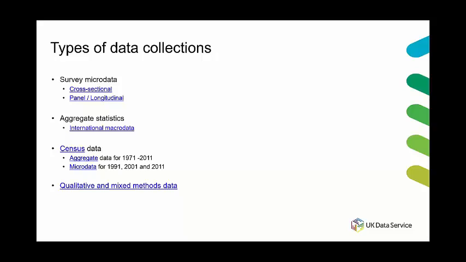What kind of data do we hold? Well, this session is specifically about qualitative and mixed, but just so you know, the majority of the data, at least judging by the number of collections, is quantitative data. So we hold well over 6,000 collections, of which 5,000 of them are quantitative collections. And we hold a wide variety of that data. So we've got survey data, both cross-sectional and longitudinal. We have aggregate statistics, domestic and international macro data, census data, so it's aggregate from 71 to 2011, and microdata for those select years that are listed here. But again, today we're focusing on the qual and mixed.